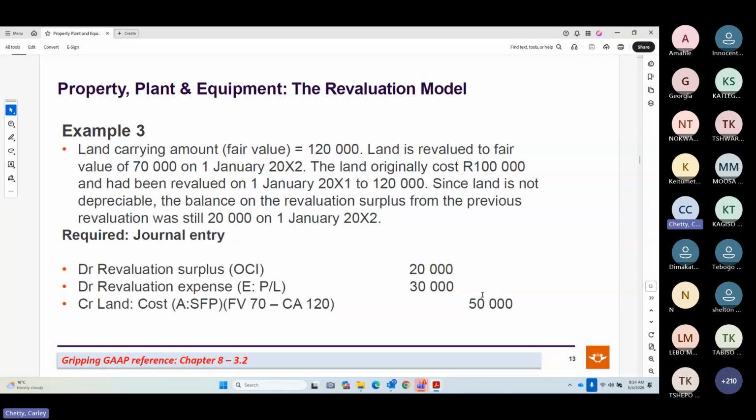So this shows that our carrying amount is decreasing to our fair value, but we can only reduce and debit the revaluation surplus account as much as there was a credit balance. So because the credit balance was 20,000, we can only debit this revaluation surplus account with 20,000. So the remainder will be debited to the revaluation expense account.